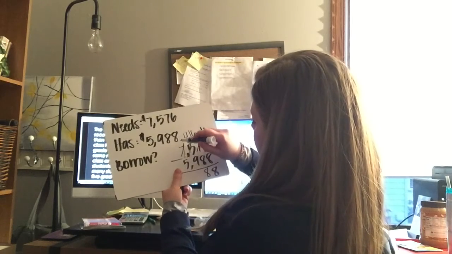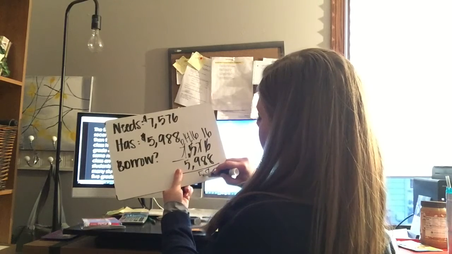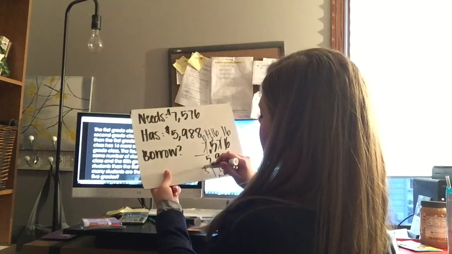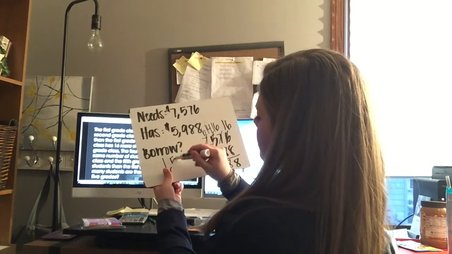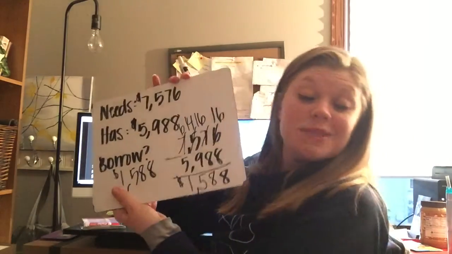4 take away 9 we can't do. Go next door. That turns to a 6. This turns to a 14. 14 take away 9 is 5. 6 take away 5 is 1. So he needs to borrow $1,588 from his brother.